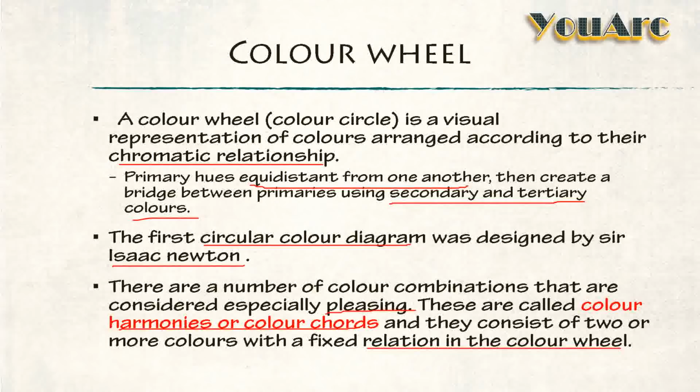You understood three terms here. What is a color wheel? What is a chromatic relationship? Who designed the first circular color diagram? And what are color harmonies or color chords? Done. Moving on to the next.